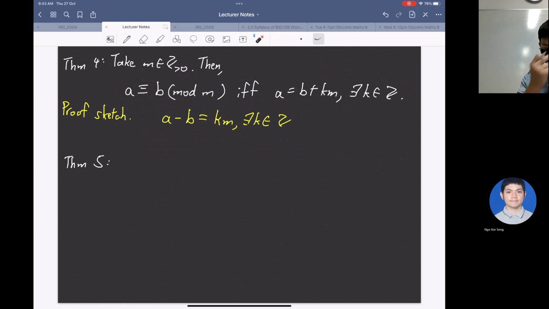And then the next thing we want to establish is, given two congruences, suppose you have A congruent to B mod M. Suppose M is a positive integer again. So if you have two congruences, what can you do?